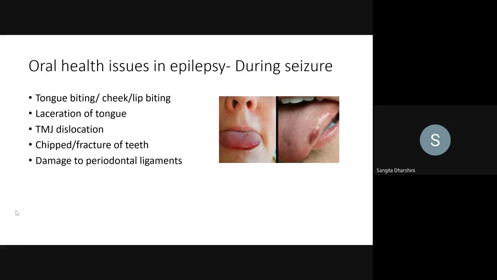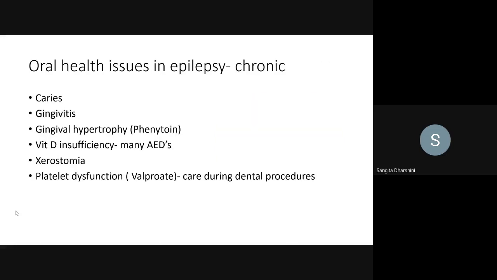Chronic health issues in epilepsy would be dental caries, gingivitis, gingival hypertrophy or gingival hyperplasia, especially in children who are prescribed phenytoin. Generally, we also supplement them with folic acid if they need long-term phenytoin. We generally don't use phenytoin long-term, but in some patients, that's the only medication which works.